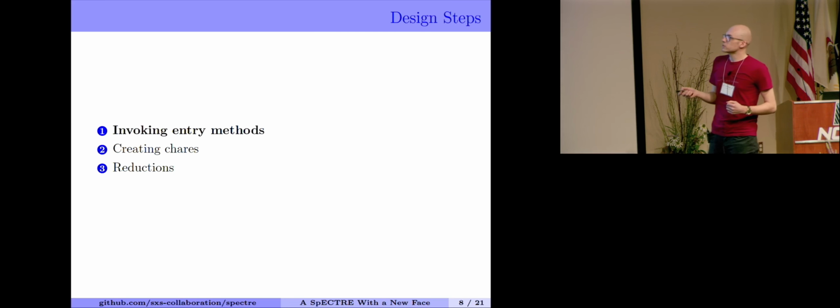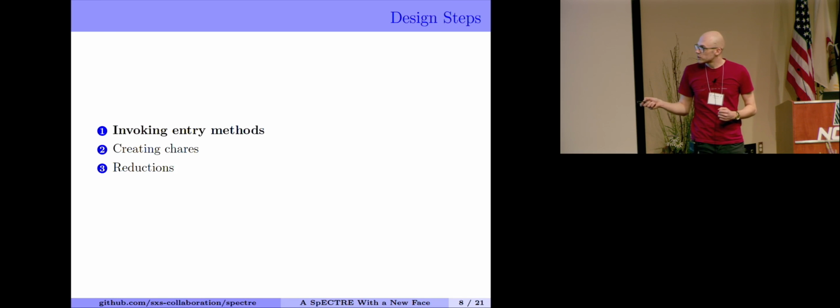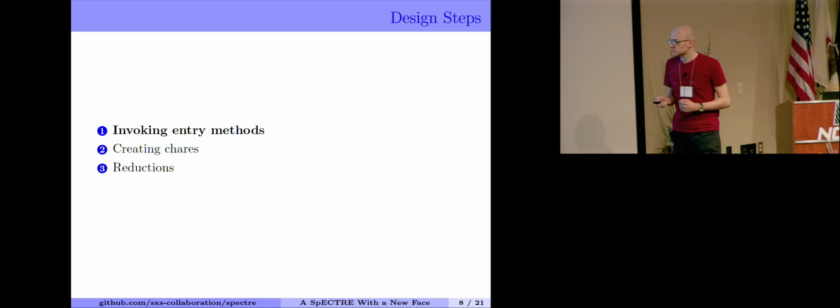All right, so the order here might seem a little bit weird. I'm going to first talk about invoking entry methods, then creating chares, and then reductions.